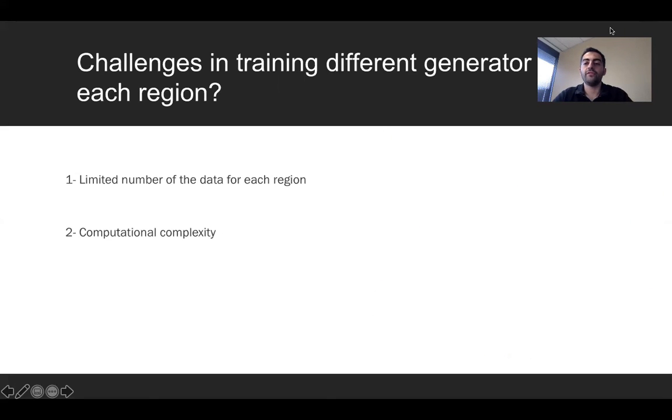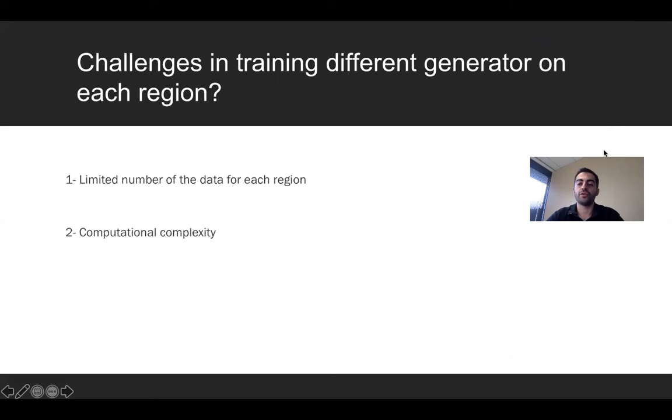So training a different generator on each part of the data has two main challenges. First, if we want to train one GAN for each part of the data, then we have so much less data to train that generator, which is not efficient. We are usually in the regime of limited data samples.